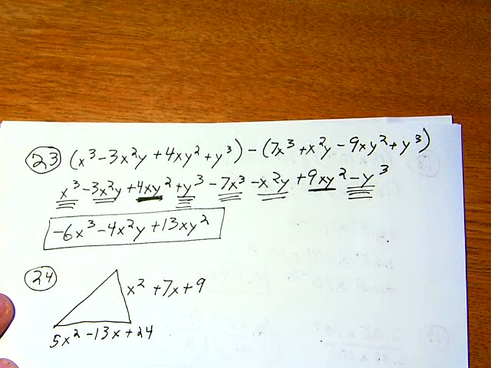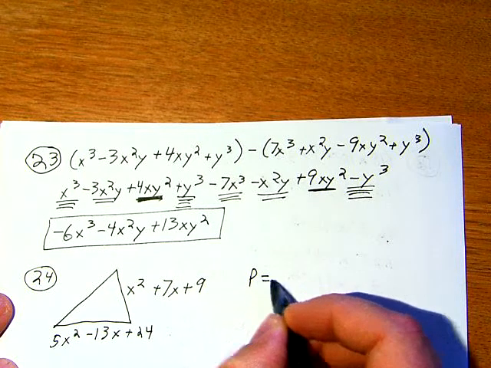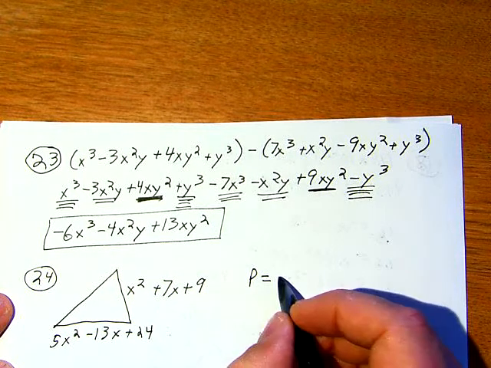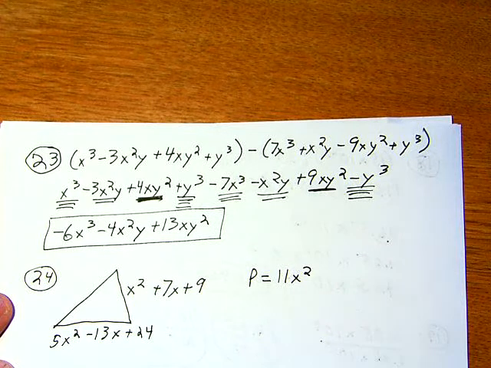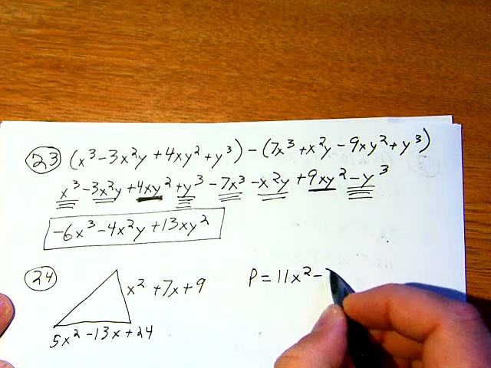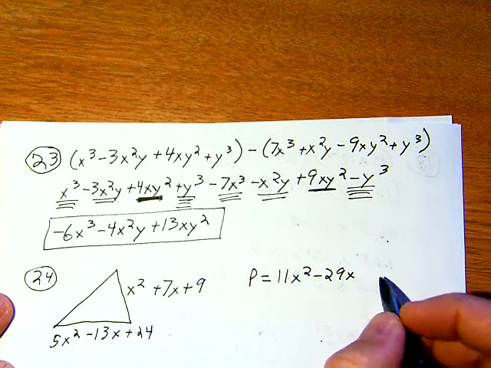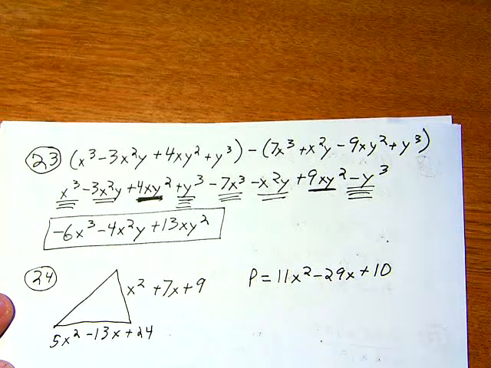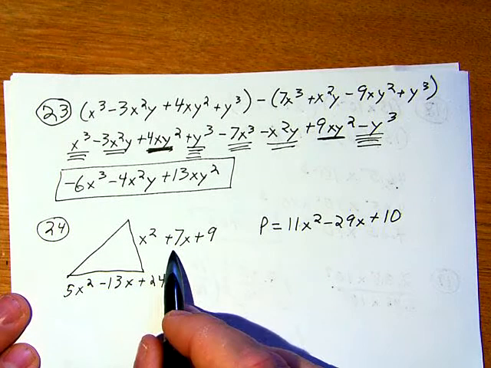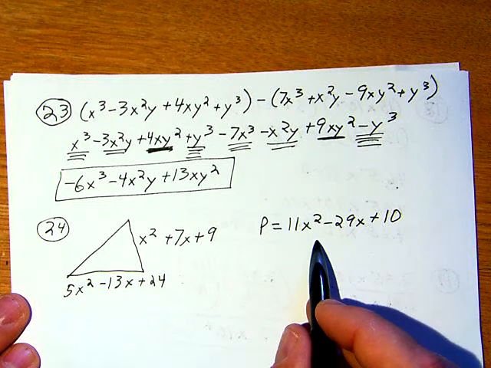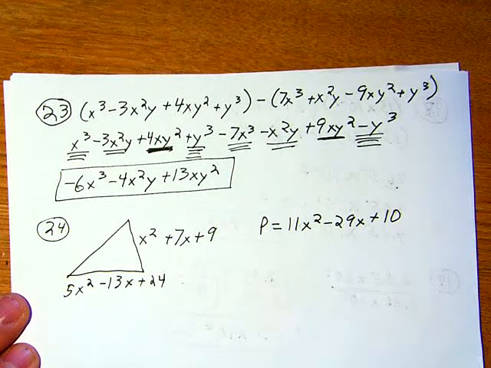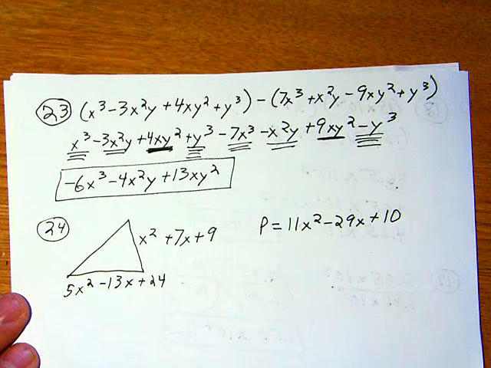Then we're also given the perimeter. Perimeter is equal to 11x squared minus 29x plus 10. So how do we solve this problem? Well, we can add these two together and subtract that result from the perimeter to get that third side. And is that what they're asking for us to do? Find the measure of the third side. Yes, that is what they're doing.